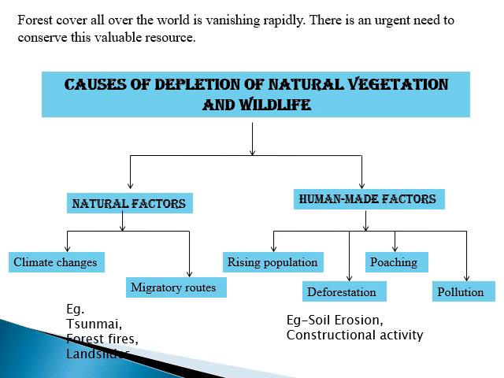And the list in human-made factors is longer, as you can see, because of our interference through rising population. Number one, because our food demands are increasing, we are trying to deforest and bring that land under harvesting or under agriculture for more and more food production. Okay, so rising population, deforestation, poaching, and pollution.